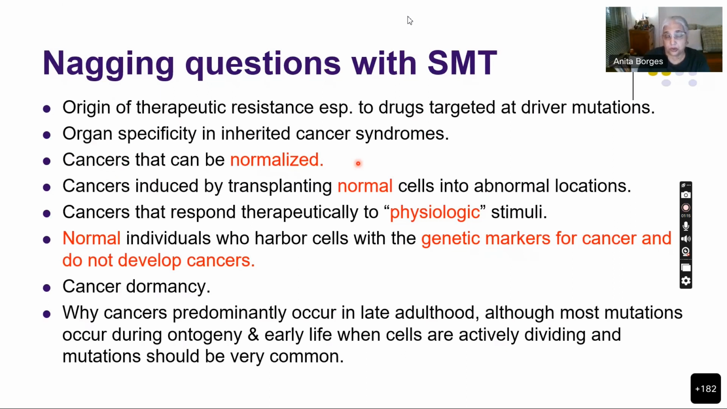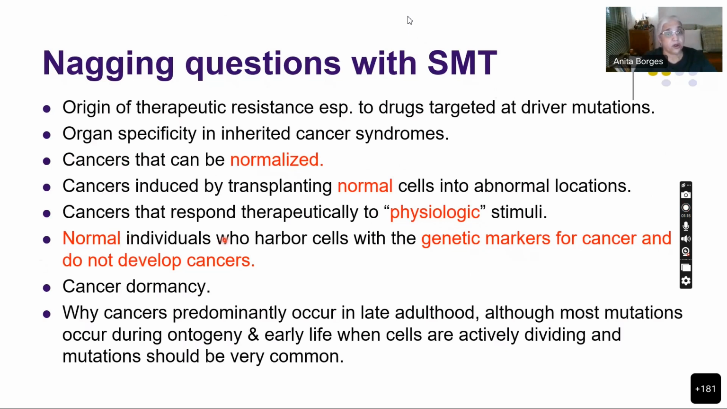But even more curious is that you can produce a cancer from normal cells which have no mutations at all. They are absolutely normal, and all that you do is transplant them into abnormal locations, and lo and behold, a cancer is produced. Now, that's a little bit difficult to square with this whole story of somatic mutation theory. Also, we know this, we discussed this, that cancers respond therapeutically to physiologic stimuli. So what is happening? If you've got such a wild cancer, why does it respond to physiologic stimuli?